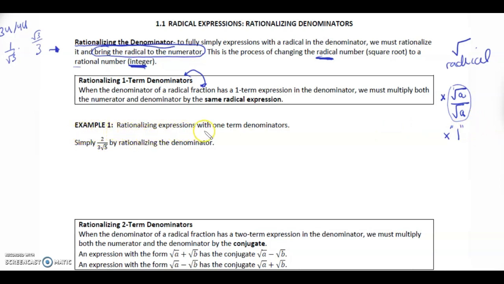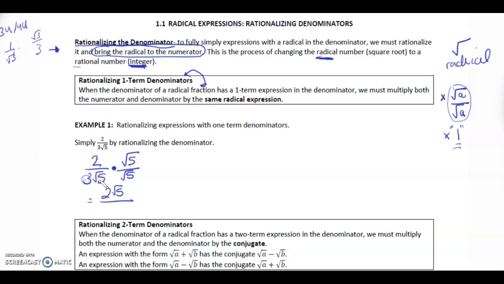Example 1, rationalizing expressions with one-term denominators. So let's simplify 2 over 3 root 5 by rationalizing the denominator. So if we have 2 over 3 root 5, I look at this and I'm like, okay, there's a root 5 in the denominator. So what we're going to do is multiply by 1. We're going to multiply by root 5 over root 5. Okay, so 2 times root 5 is just going to give us 2 root 5.